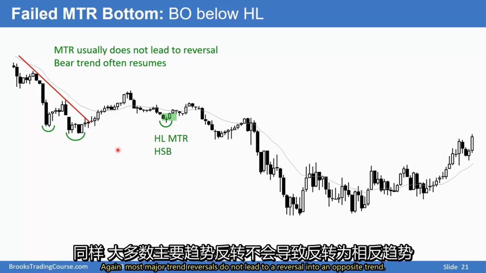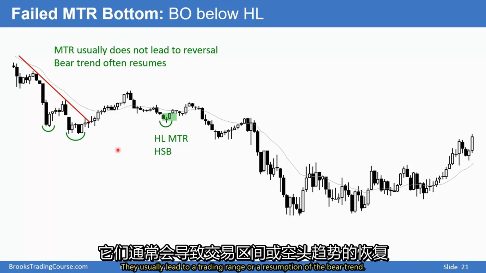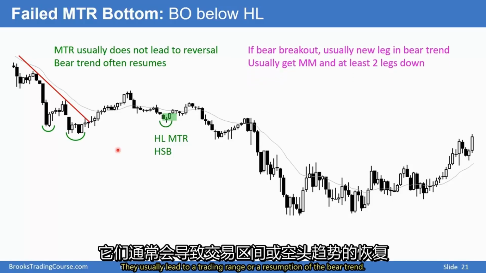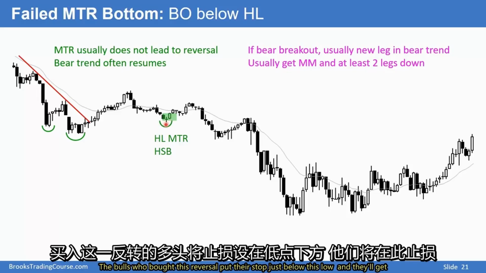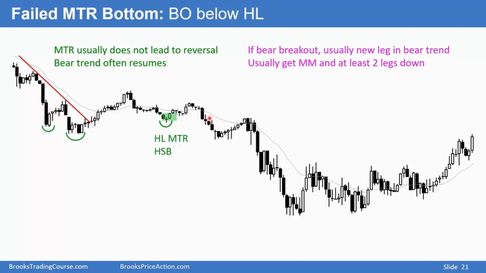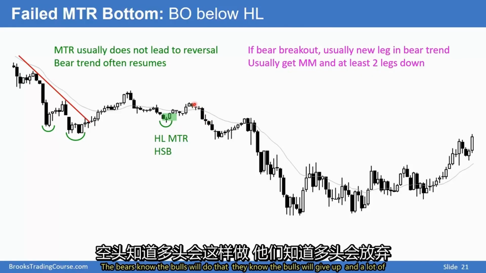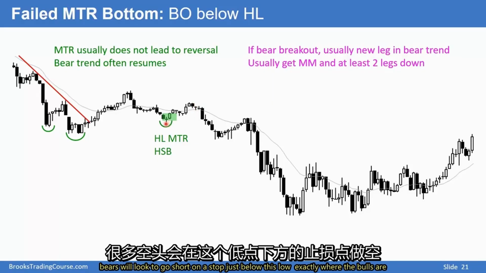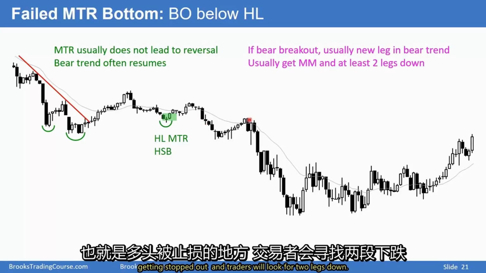Again, most major trend reversals do not lead to a reversal into an opposite trend. They usually lead to a trading range or a resumption of the bear trend. The bulls who bought this reversal put their stop just below this low, and they'll get stopped out here. The bears know the bulls will do that. They know the bulls will give up, and a lot of bears will look to go short on a stop just below this low, exactly where the bulls are getting stopped out, and traders will look for 2 legs down.